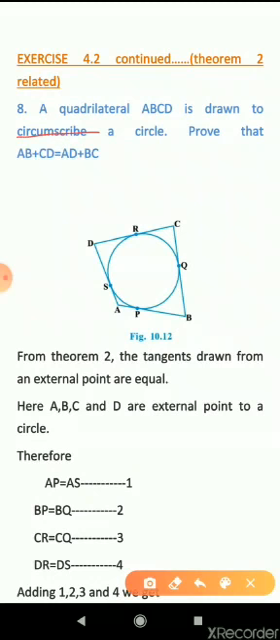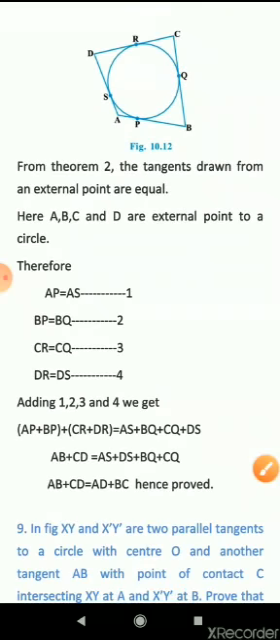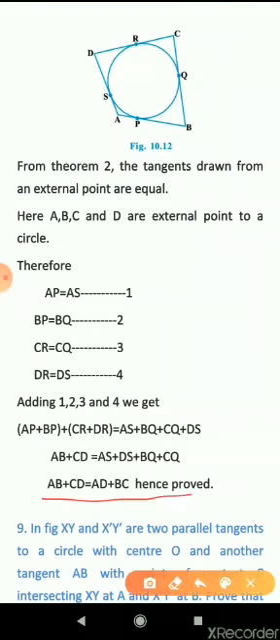Next, by observing this figure, we have 4 external points A, B, C, D. According to theorem 2, the lengths of tangents drawn from an external point are equal. Therefore, we get 4 equations: AP is equal to AS, BP is equal to BQ, CR is equal to CQ, DR is equal to DS. By rearranging them according to their common alphabet, when we observe the figure, finally we get AB plus CD is equal to AD plus BC. This is question number 8.